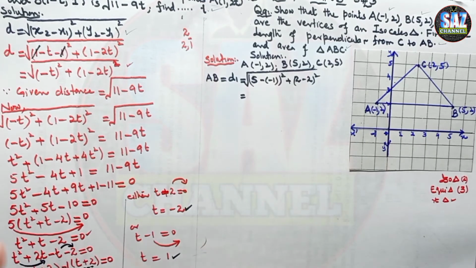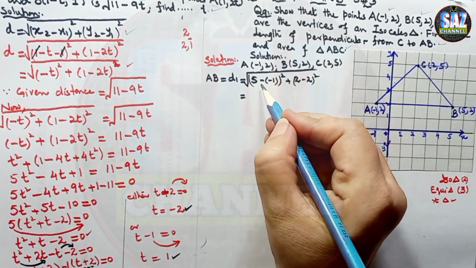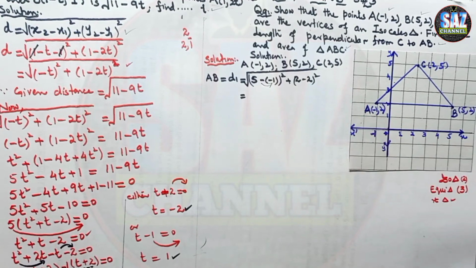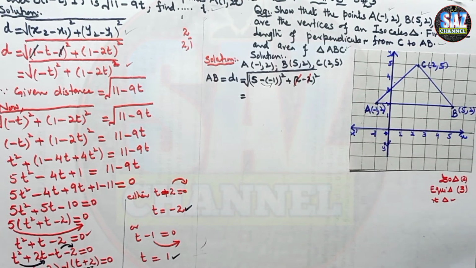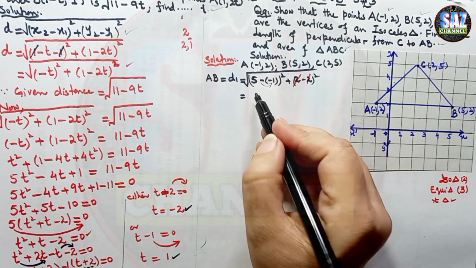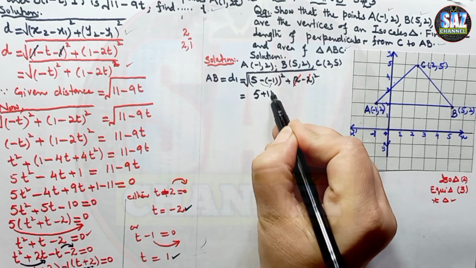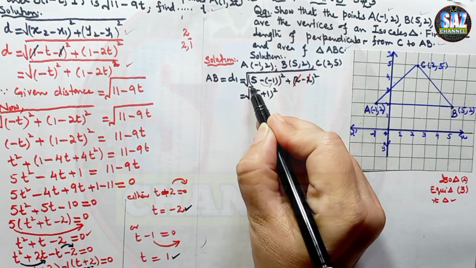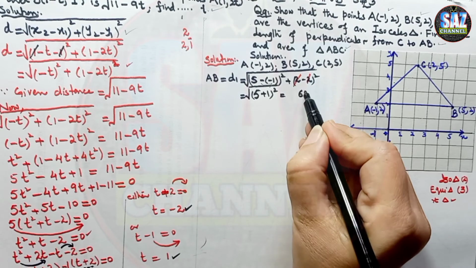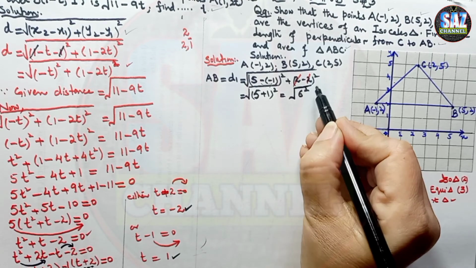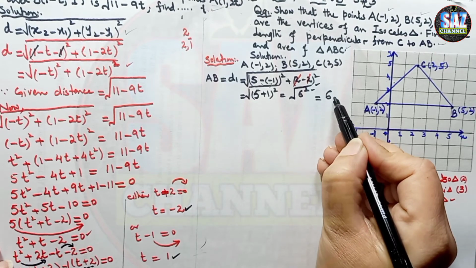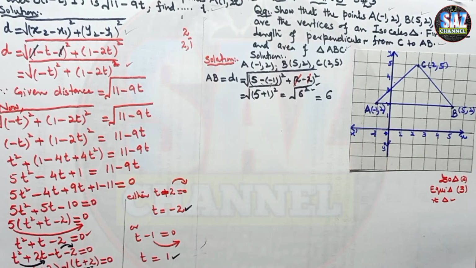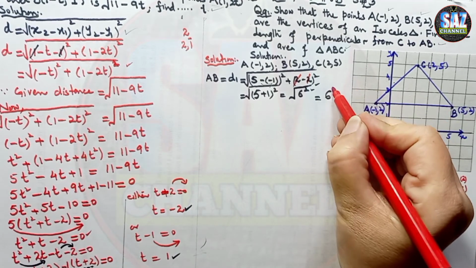And now, do not forget the rule of integers, that minus multiplied by minus will become positive. When we take away 2 from 2, my answer will become 0, and this part will vanish. I will be left with 5 plus 1 whole square under the root, and this will give me 6 square, and then I have to take the square root. The square root and square will cancel, and I will be left with D1, which is 6. Let me mark this answer and encircle it.